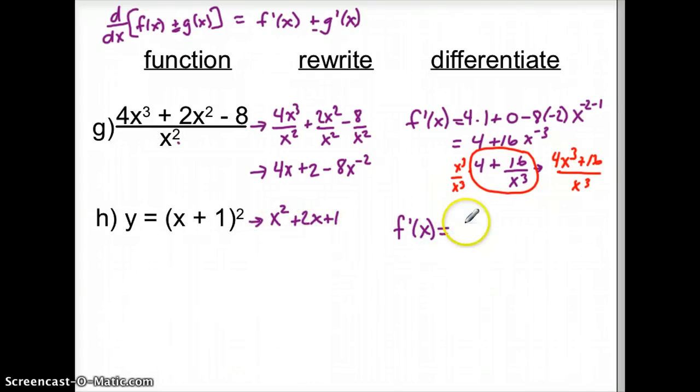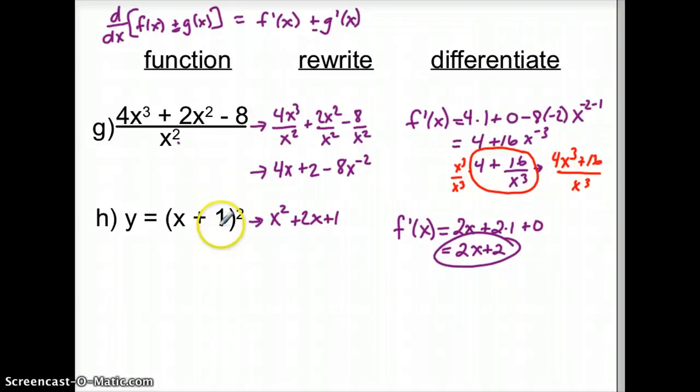So the derivative of x squared is 2x. The derivative of 2x is 2 times the derivative of x, which is just 1, and then the derivative of 1 is 0. So that simplifies to 2x plus 2, and that's your final answer. So please remember, we don't have a quotient rule or a product rule or a composite function rule, so rewrite them first before you take the derivative.